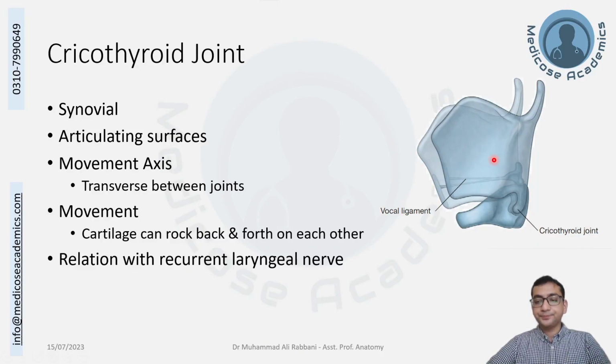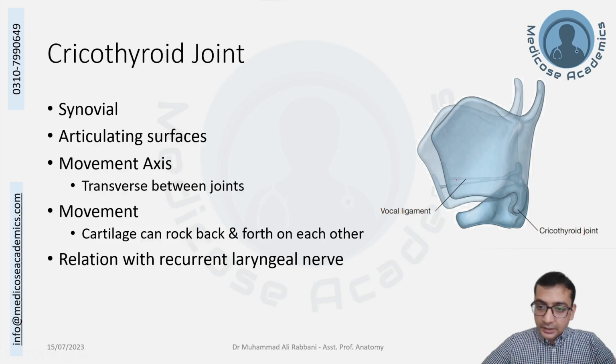There are two joints that are important to discuss. There is the cricothyroid joint. It is present between the lateral surface of the lamina of the cricoid cartilage and the inferior horn of the thyroid cartilage. This helps the thyroid cartilage of the larynx. If this is the cricoid cartilage, this is the thyroid cartilage. It helps the thyroid cartilage to tilt on top of the cricoid cartilage.